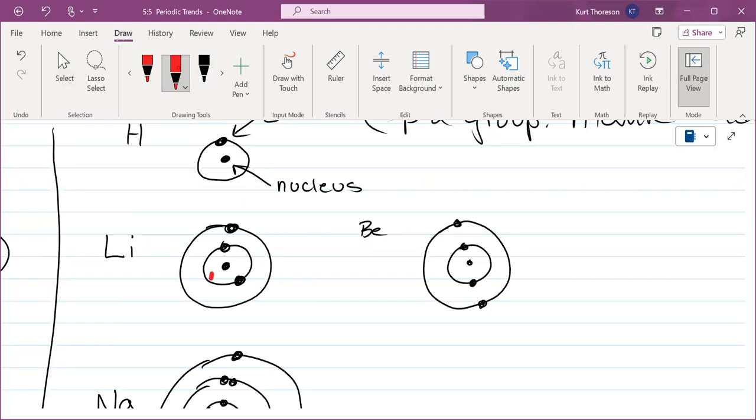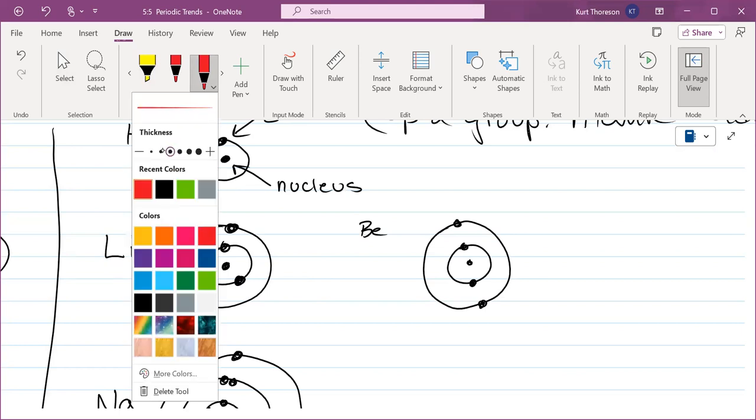Right, 1, 2. How many does beryllium have? 1, 2. So have the energy levels changed? No, they haven't. What's the maximum number of energy levels they have? Okay, I just asked you. Let's try again. How many total orbitals?